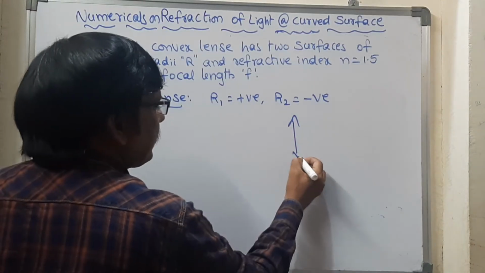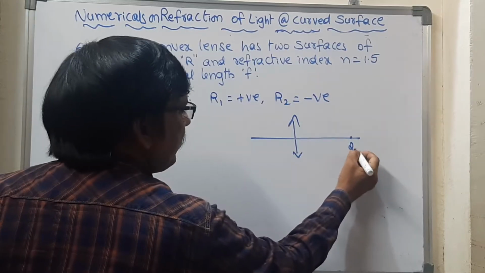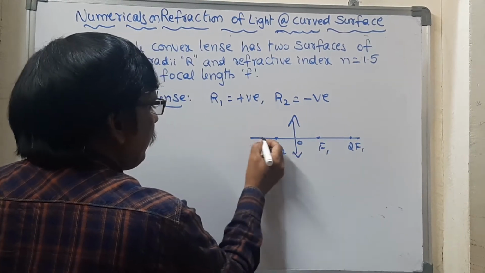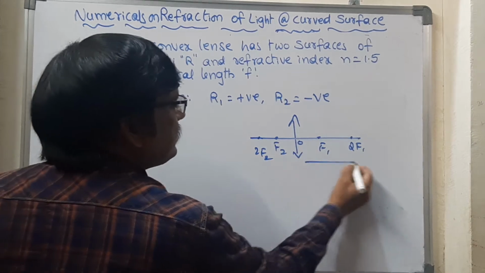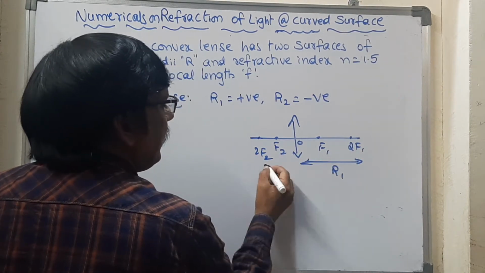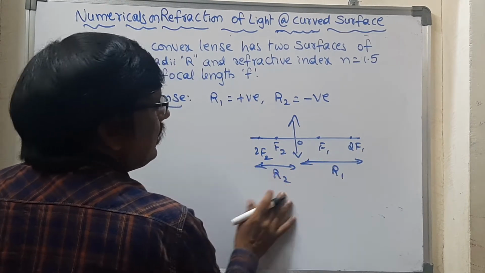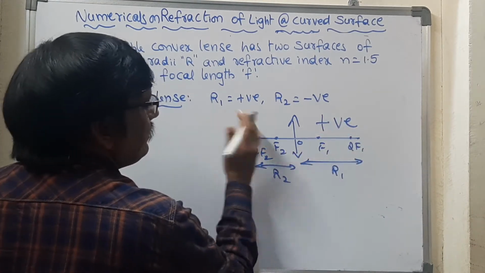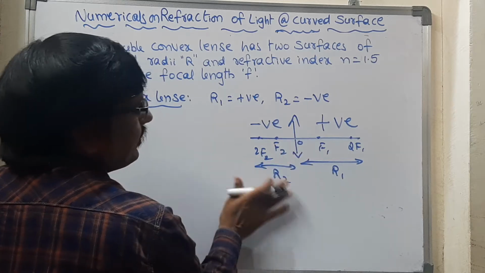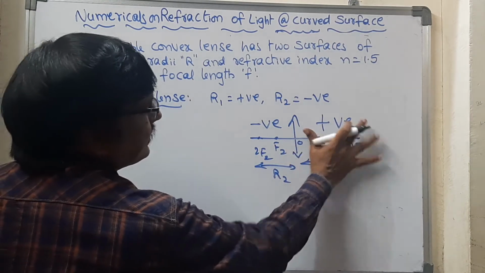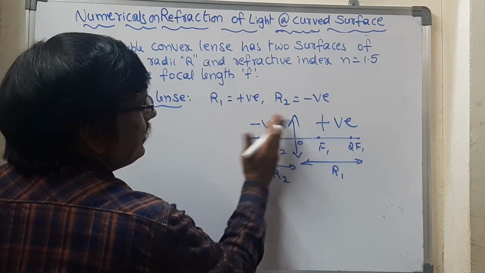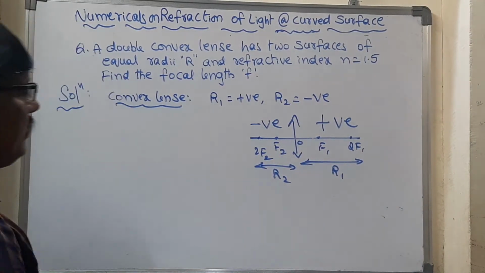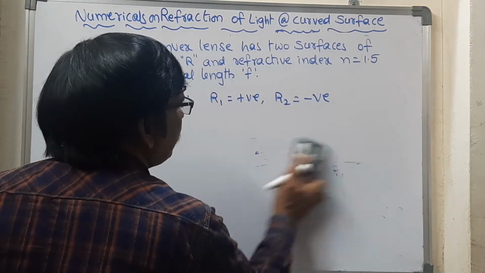This side is a convex lens, and this is 2F1, F1, optic center, F2, 2F2, and here is the R1, and this is R2. What we discussed: right side is positive, left side is negative. So R1 is which side? Right side, so positive. R2 is which side? Left side, so negative. No confusion at all. R1 is positive, R2 is negative.